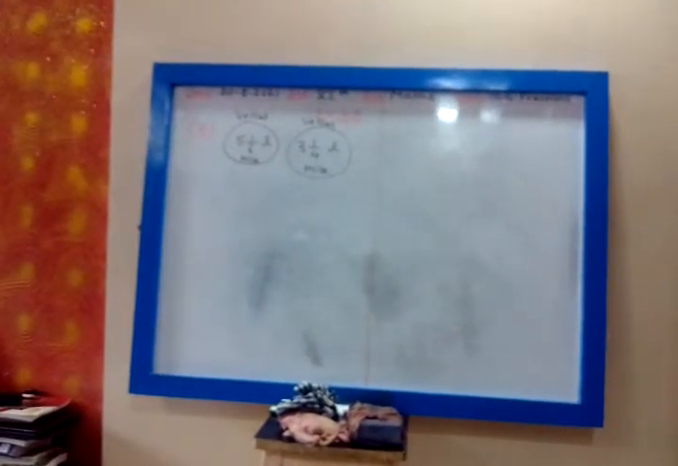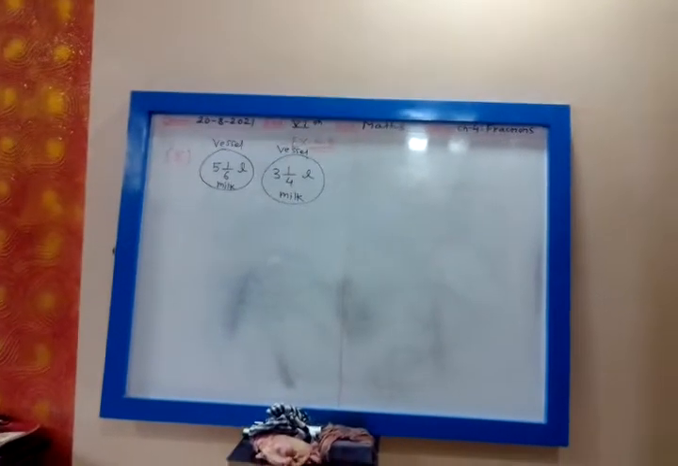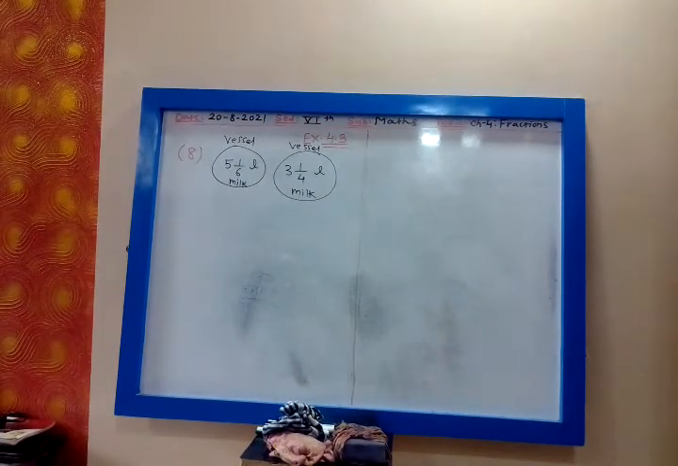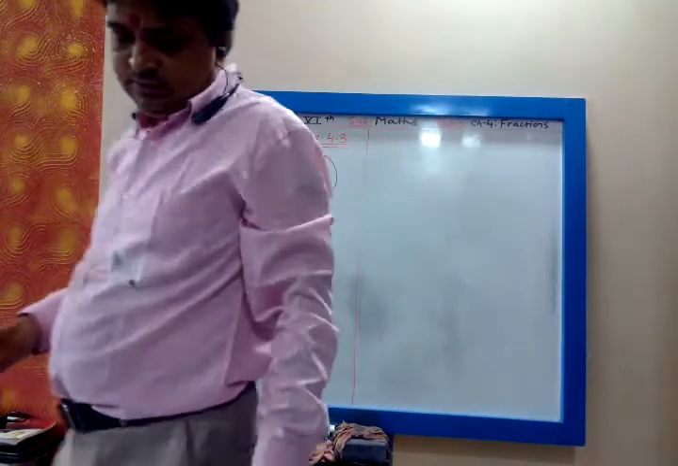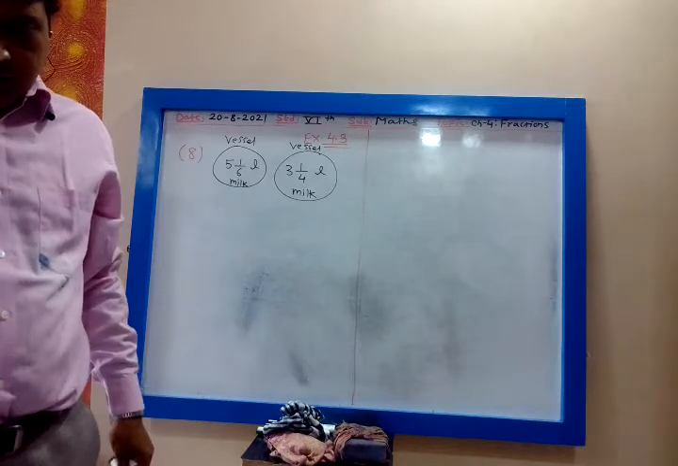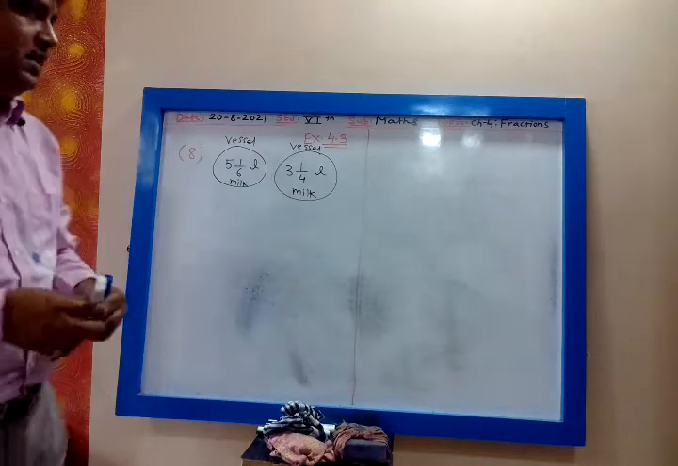5 1/6 liter of milk, and 3 1/4 liter of milk. Find the total quantity of milk in both the vessels together.